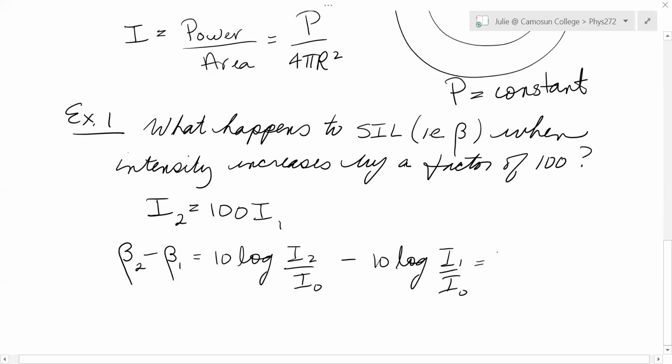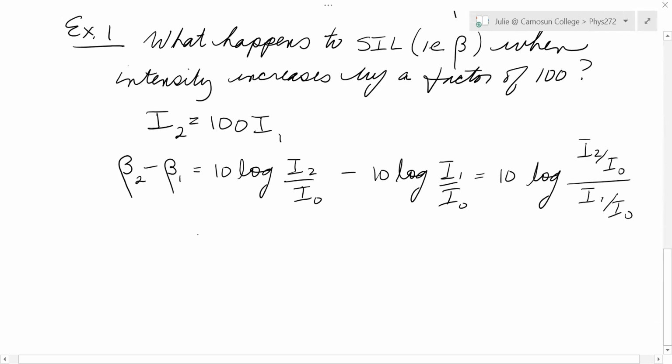And now we're going to use our log rules. This is 10 times log A minus log B, so that's log A over B. Okay, so there's the log rules. And then the I0s cancel. So this is just the log of I2 over I1. So notice how for the intensities you have a ratio here, and for the betas you have a difference.